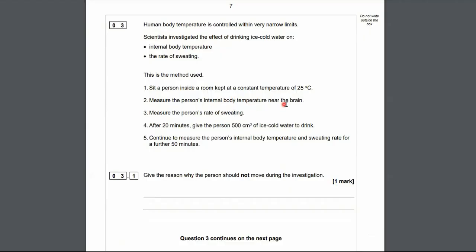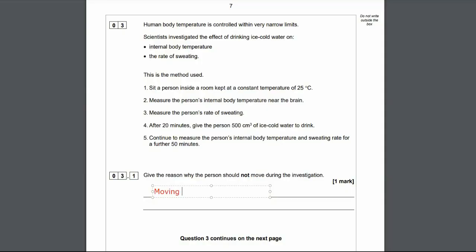Sit a person inside a room kept at a constant temperature of 25. Measure the person's internal body temperature near their brain. Measure the person's rate of sweating. After 20 minutes, give the person 500 centimeter cubed of ice cold water to drink. Continue to measure the person's internal body temperature and sweating rate for a further 50 minutes.